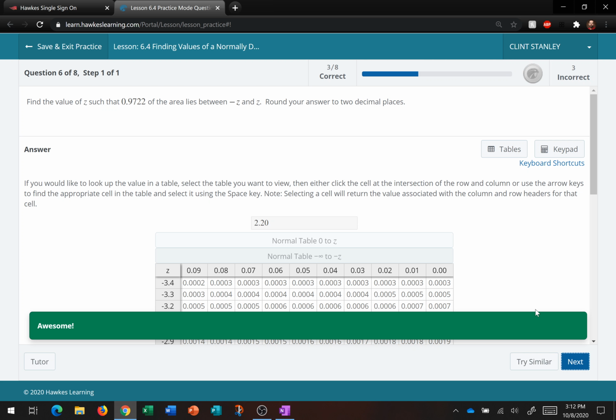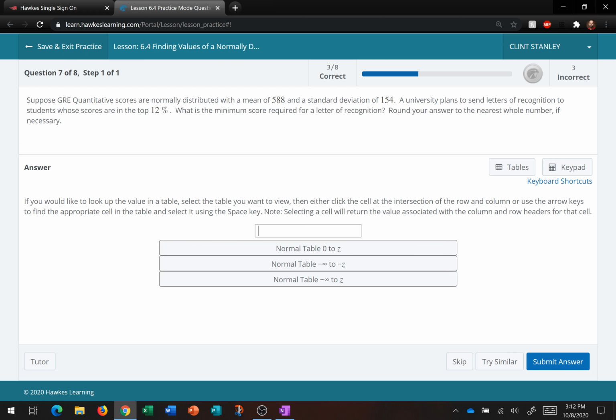So those are area between. Okay, and once we can find those, then we can work problems like this. We've got a couple of these in here.